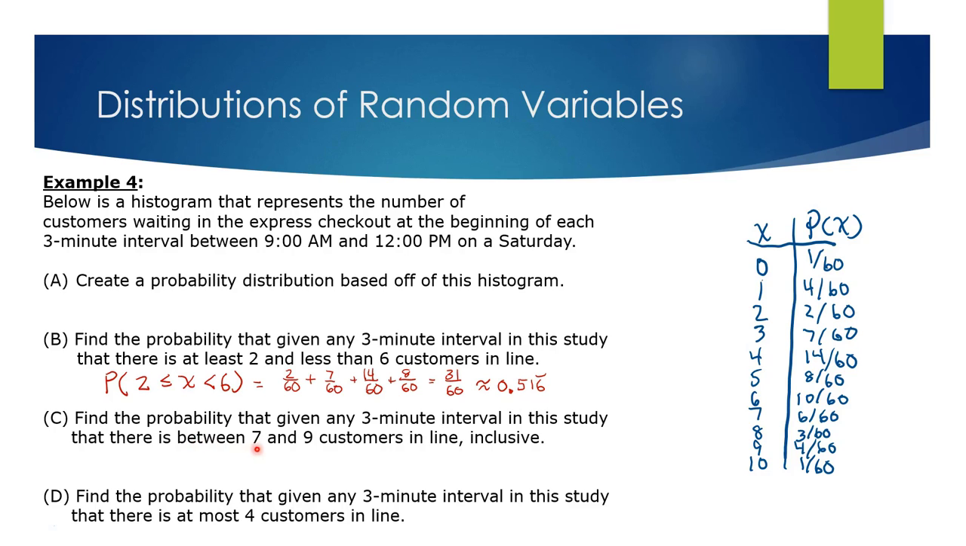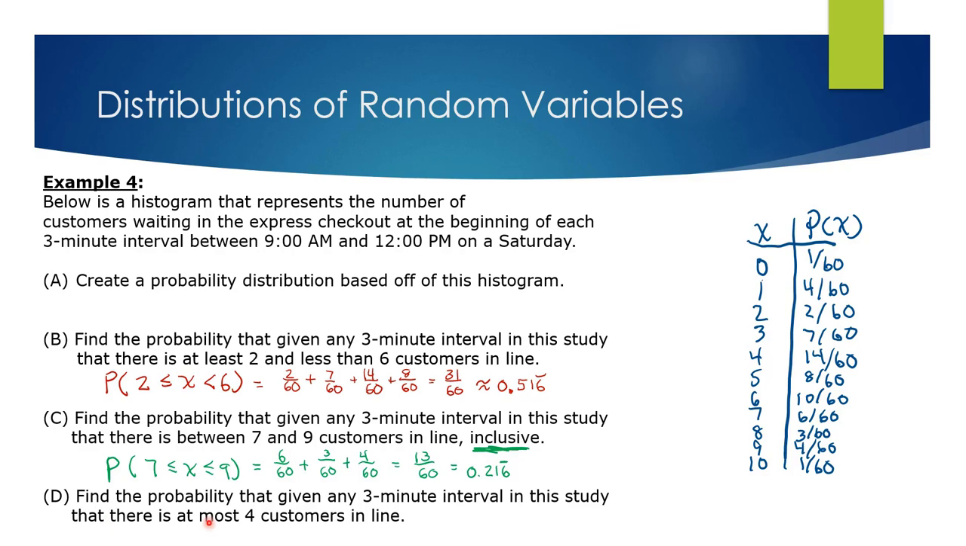Find the probability that in any of these 3-minute intervals, there are between 7 and 9 customers. So again, I'm including both of those. That's why it says inclusive. So I'm looking at these 3 pieces of data right here. I'm going to add those 3 probabilities together, and I get 13 out of 60, which equals 0.216 repeating.